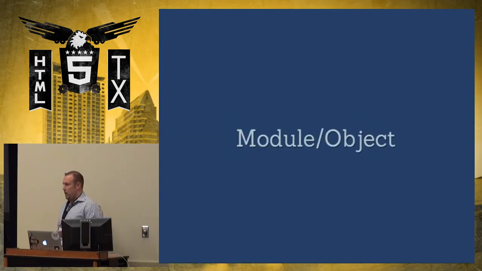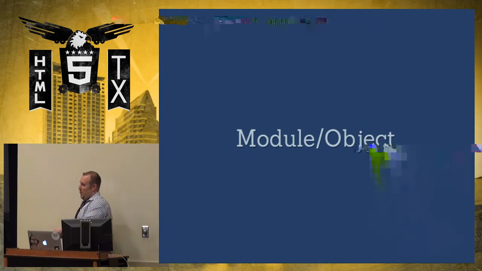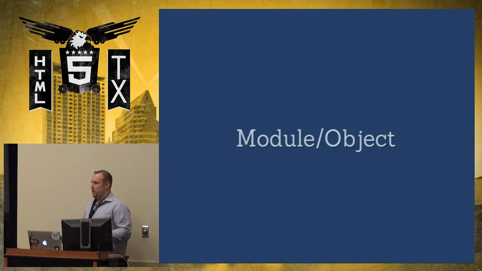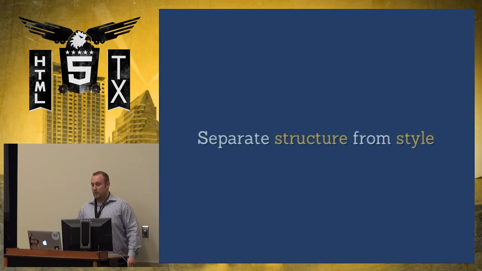So I have module and object up here just because SMACSS refers to things as modules, and Inuit refers to stuff as objects, and essentially they're talking about the same thing. So I didn't want you to get confused about there being an actual difference between the two. As I said earlier, we don't want any kind of CSS dictating our HTML, so separating your structure from your style. And that's what I'm going to go through here with my example.